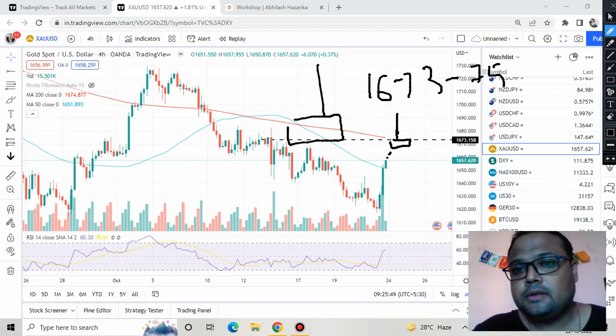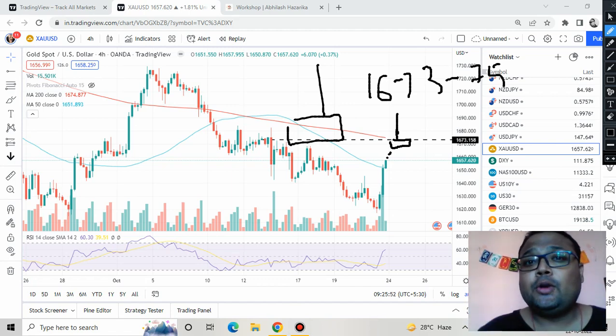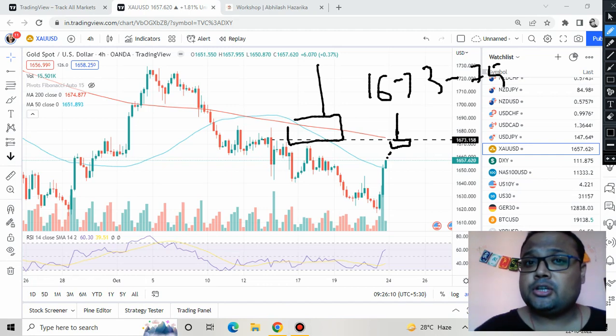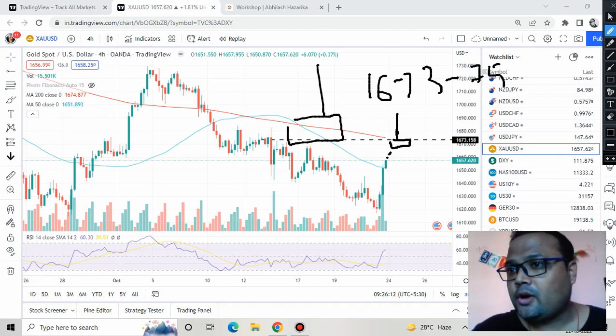So keep in mind, no level is permanent in the market, no resistance is permanent in the market, no support is also permanent in the market. So as a trader, you need to observe the market and then you need to take the decision. After all, we are traders and we need to protect our hard-earned money, we need to protect our capital. Capital protection should be your first priority always.